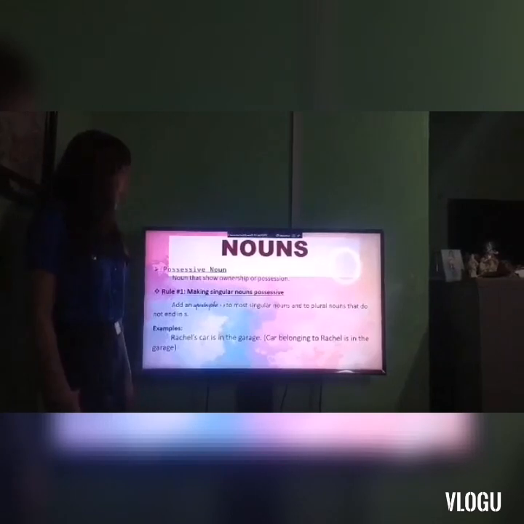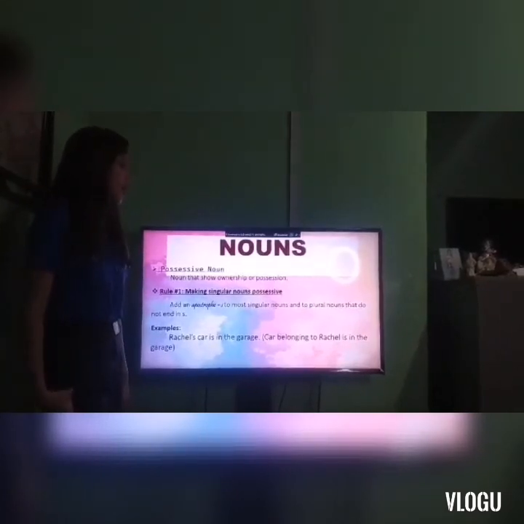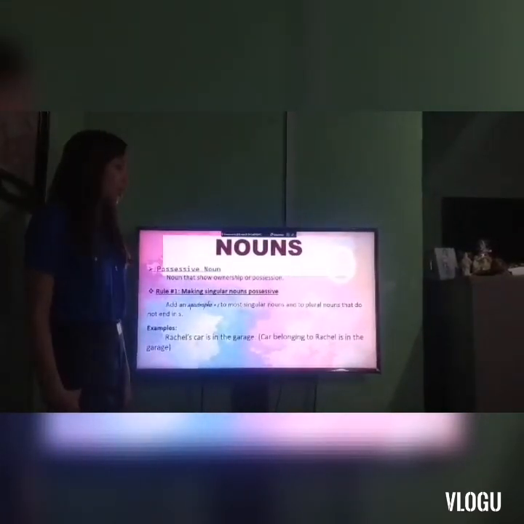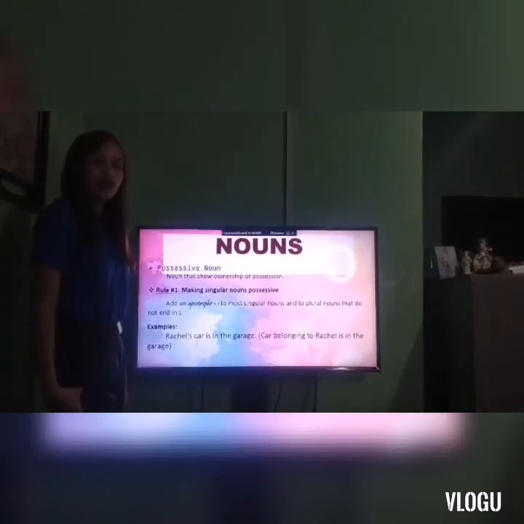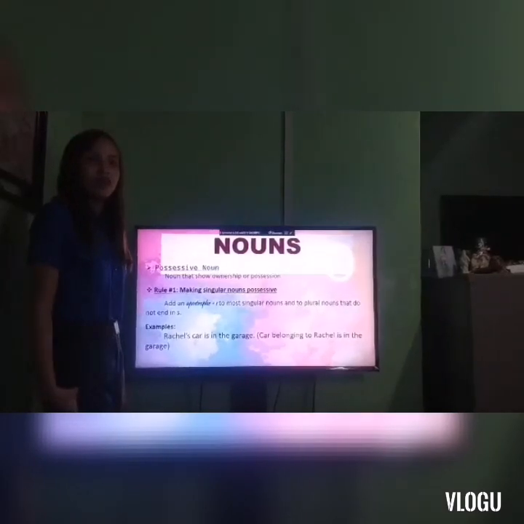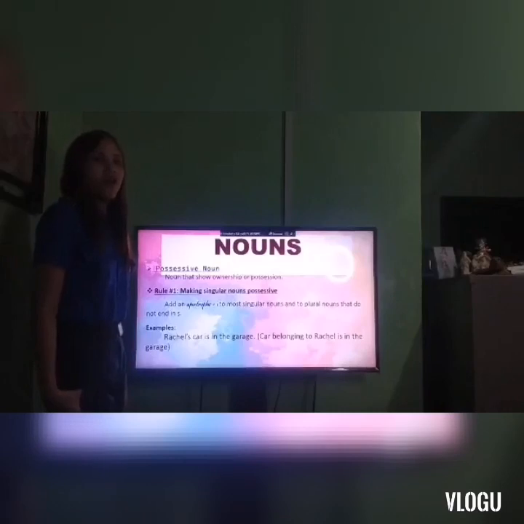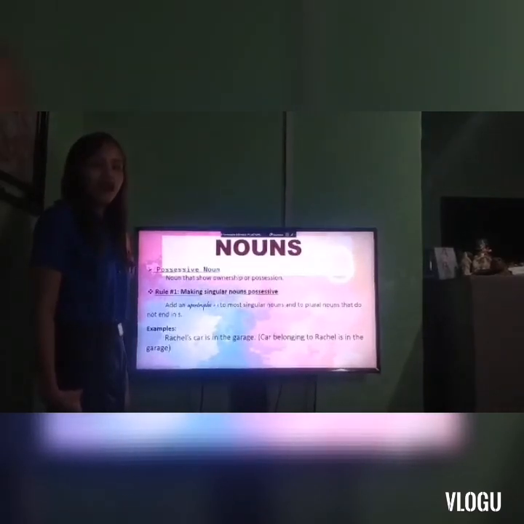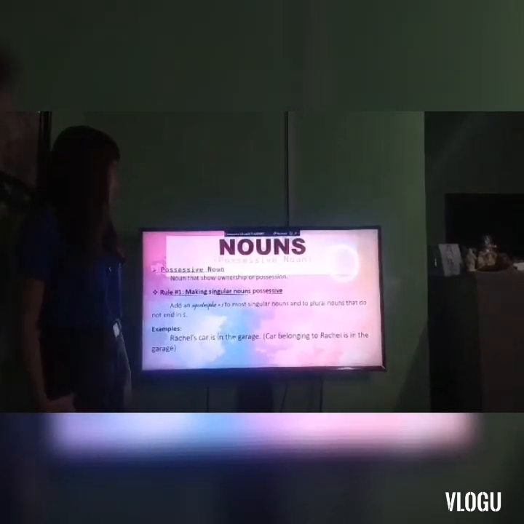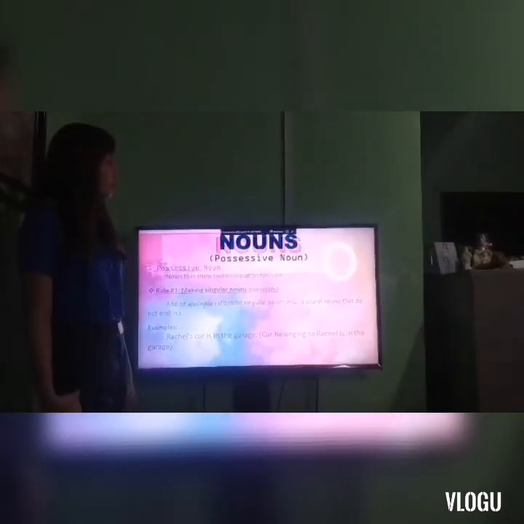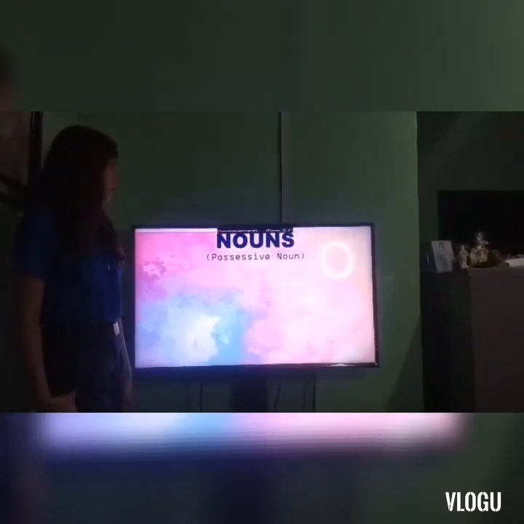Example, Rachel's car is in the garage. The car belonging to Rachel is in the garage. The possessive noun always comes before what the person or thing owns or has in this case. The car belonged to Ron, and hence the singular noun Ron is placed before the car that he owned.